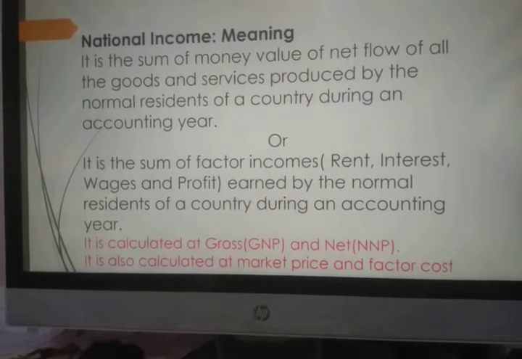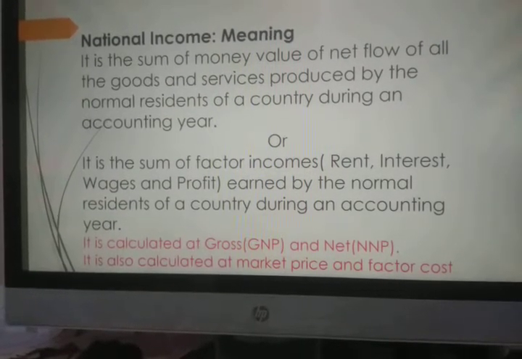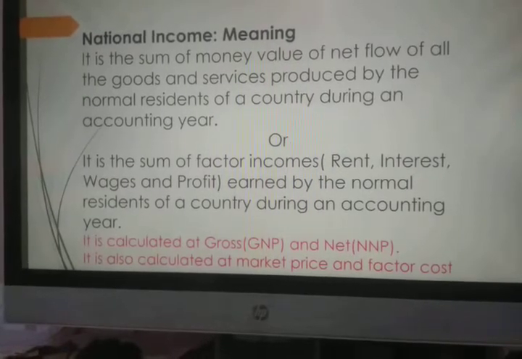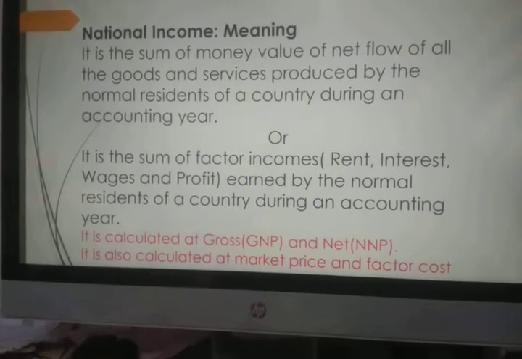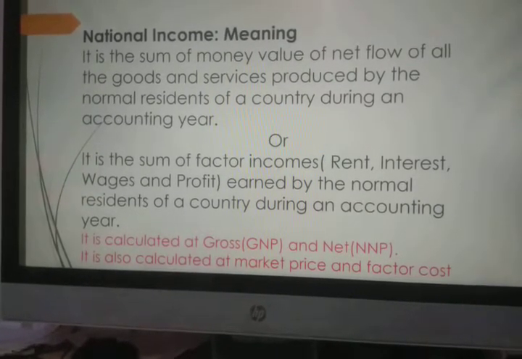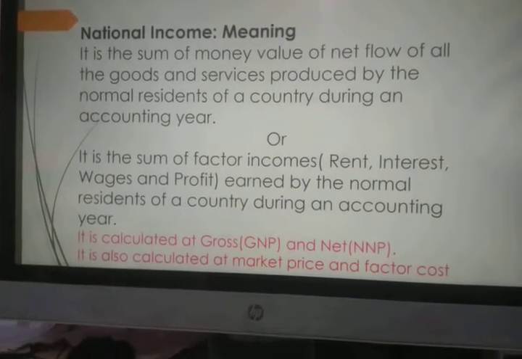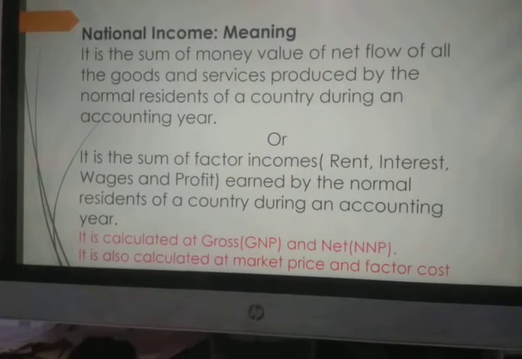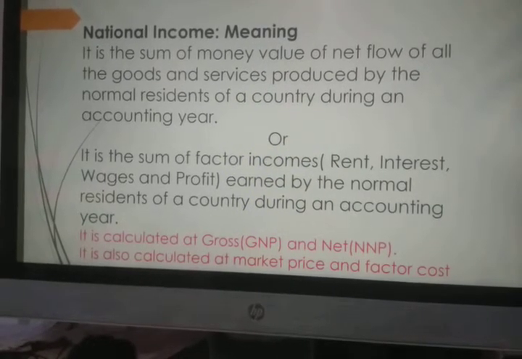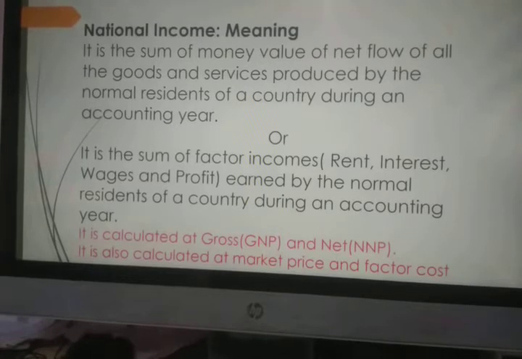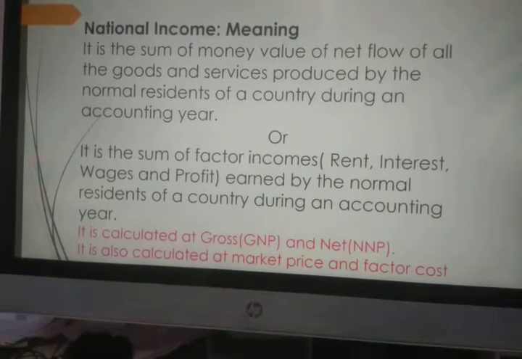The second thing to notice here is that it is the goods and services produced by the normal residents of a country. That means whether the normal residents are living within the country or outside the country, irrespective of that, they should be normal residents, and if they are earning and contributing in the production activity, then that will be taken into national income.